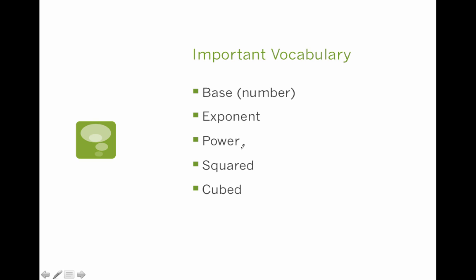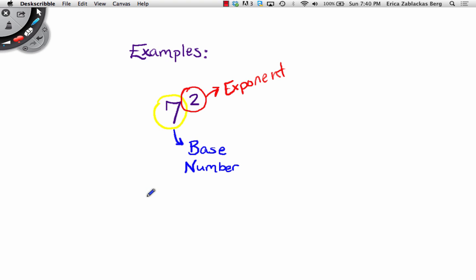The next important word we need to go over is power. Now, a power is related to an exponent because numbers that are expressed using exponents are called powers. So if we went back to our example, our 7 to the second power, our exponent refers to the power that the base number 7 will be raised to.